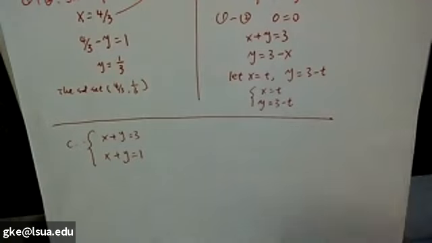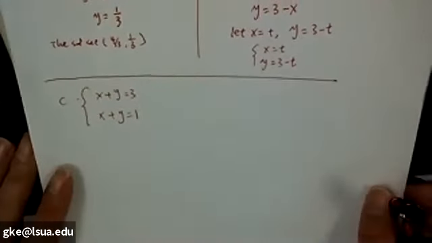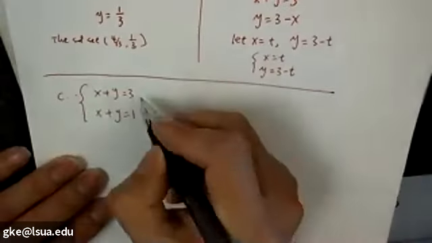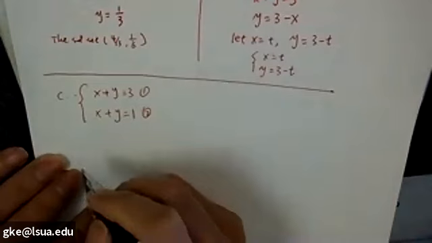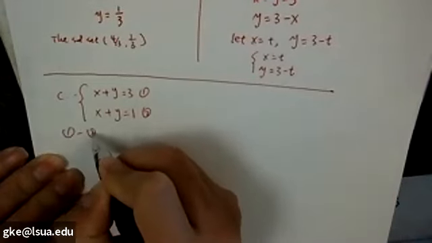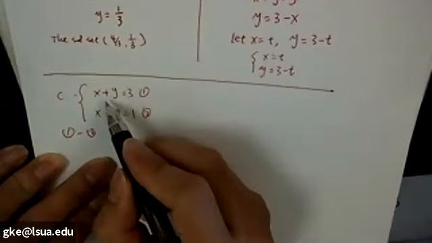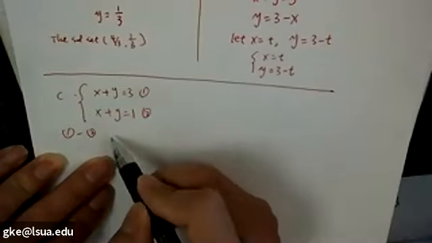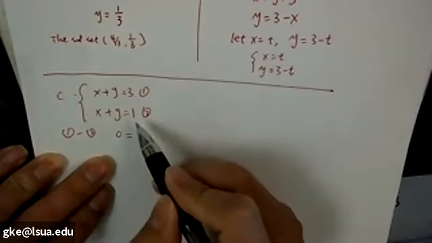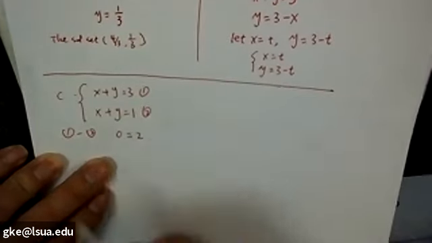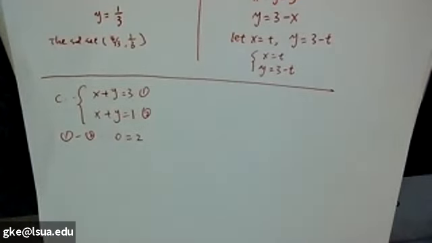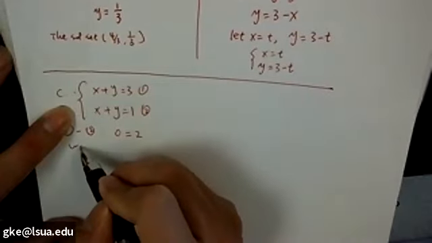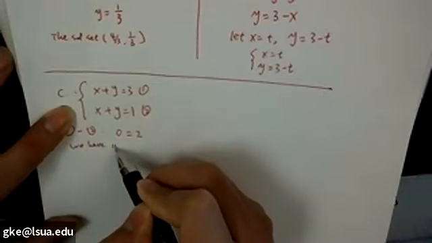Okay, so let's take a look this problem. x plus y equals 3, x plus y equals 1. So if we use the elimination, that's gonna be x minus x gonna be 0, y minus y gonna be 0, right? 3 minus 1 is 2. 0 equals 2. That's impossible. So that means we have no solution. Okay, we have no solution.